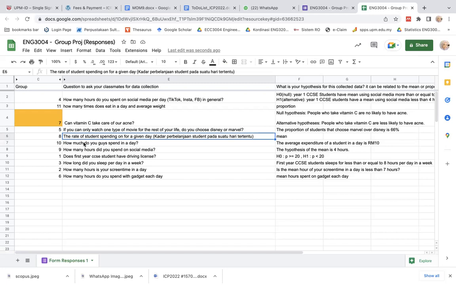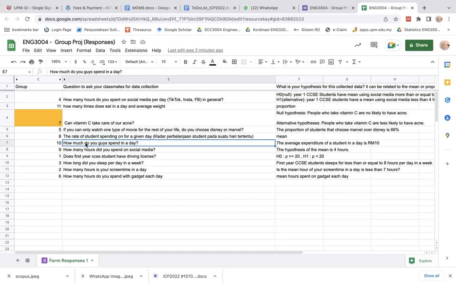So you can collect data better because you need to make your audience understand what you want, right? If you ask them, what is the rate of student spending? They wouldn't know. They are just a person. They wouldn't know the rate of all the students spending. What you ask your classmate is, how much do you spend in a day? And from that data, you get the rate of student spending, right? So it is supposed to be questions over here, not statements. Okay, number 10, how much do you guys spend in a day?